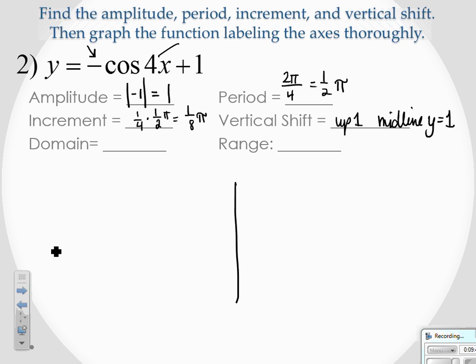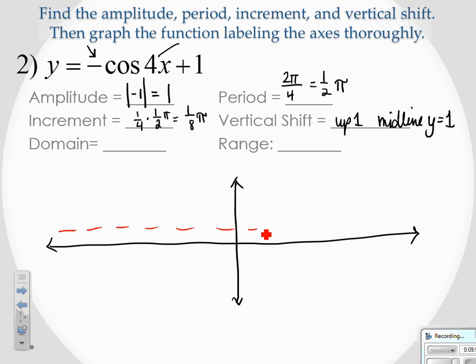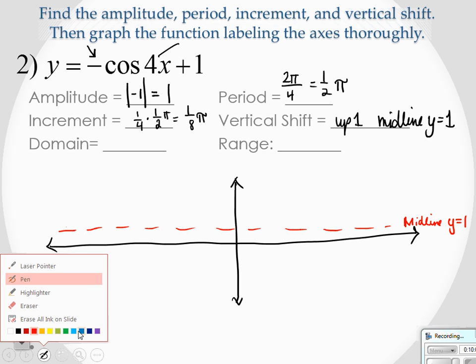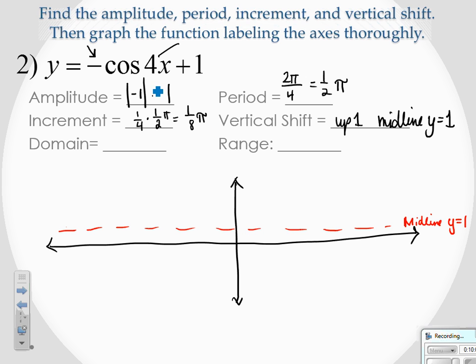All right, so we're going to graph our x and y axes. Okay, and we are going to begin always with our midline. Okay, I do my midline in red, so I'm going to go up 1. That's my midline. Y equals 1. And then I can do my amplitude. My amplitude I always do in blue, and that is up. Amplitude is 1, so I go up 1 from the midline and down 1 from the midline. So we are going to be at 2, and we are going to be at 0.